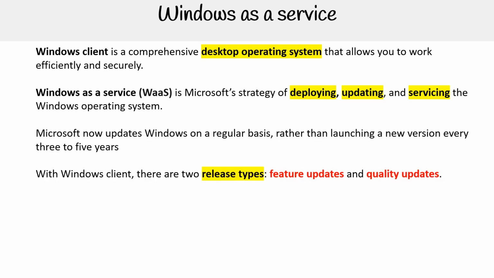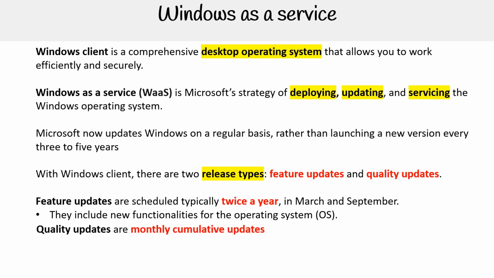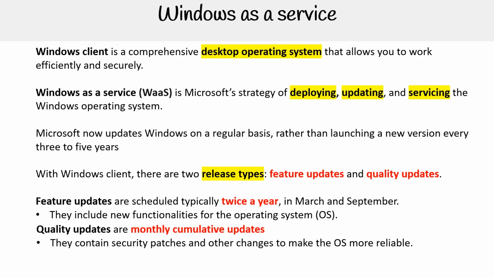With Windows Client, there are two release types: feature updates and quality updates. Feature updates are scheduled typically twice a year in March and September. They include new functionalities for the operating system. Quality updates are monthly cumulative updates. They contain security patches and other changes to make the operating system more reliable.